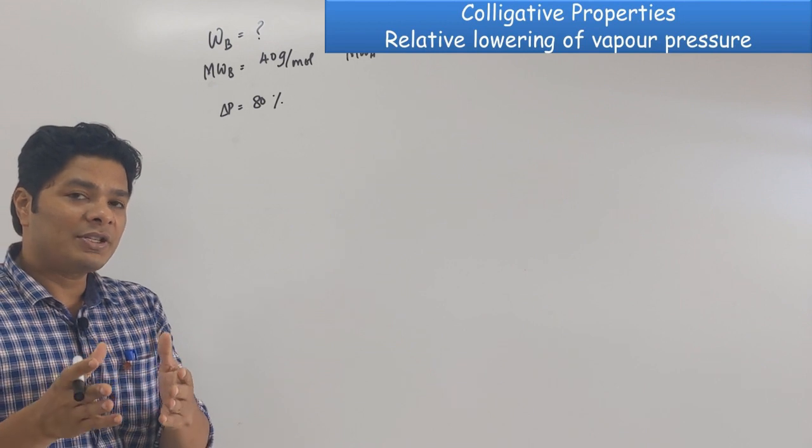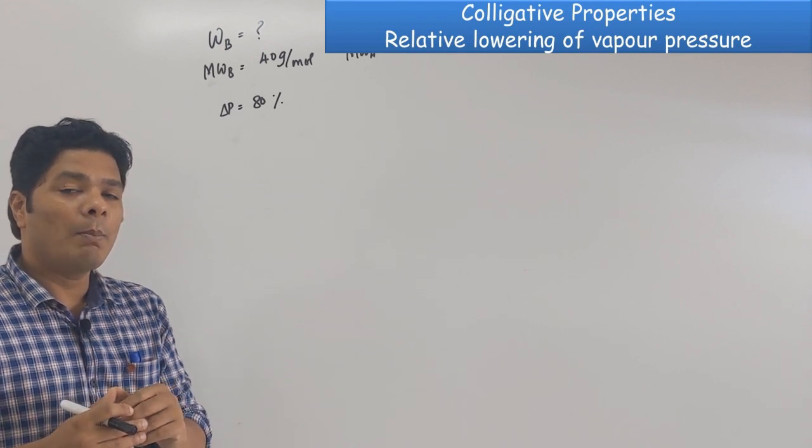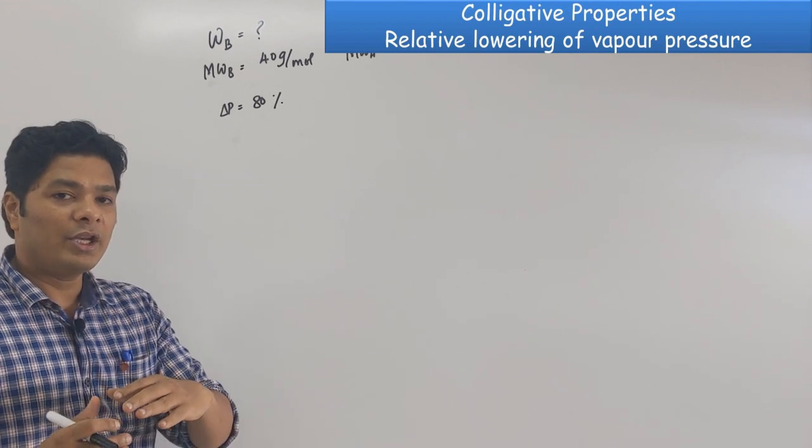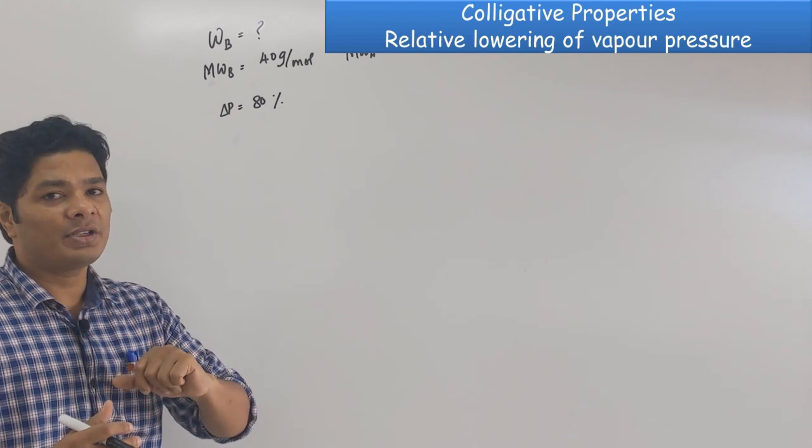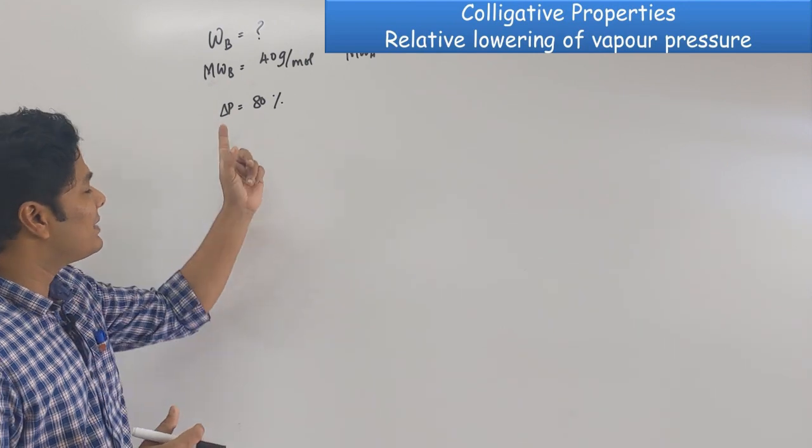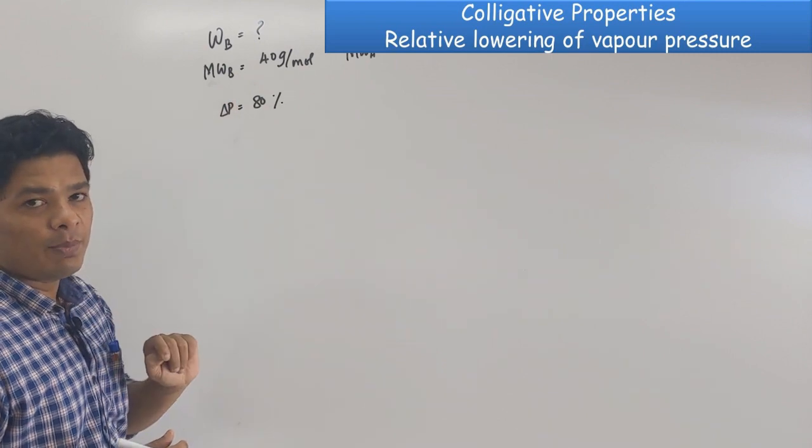Or you can say the person is 65, they reduced their weight by 10 kilograms, meaning their new weight is 55, the change in weight is 10. So you have to be very careful. Similarly, vapor pressure is reduced to 80%.